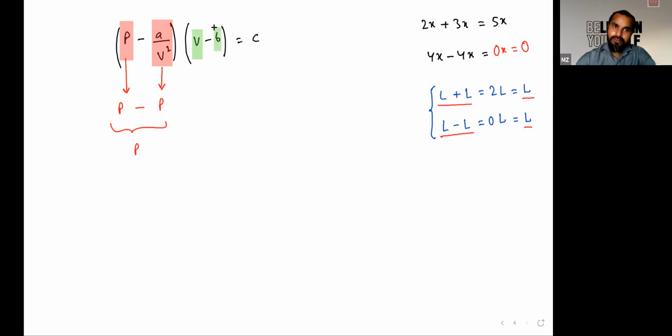Now, for the next part, this is your volume, so this is V, and this is again V. So V minus V would give you V. Good. And what is the sign in between these two brackets? Multiplication. And it will equate to C. Now you would be able to calculate the dimension of C. Just put the dimension of P as pressure and V as volume, and try to obtain the value of C. Try to solve, everyone.